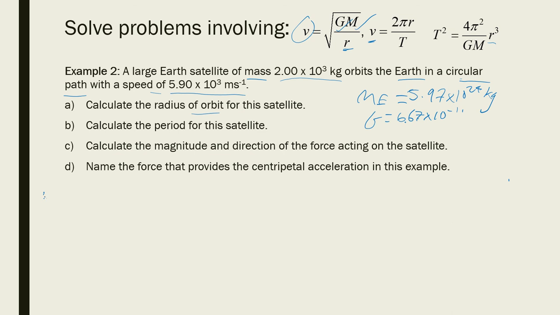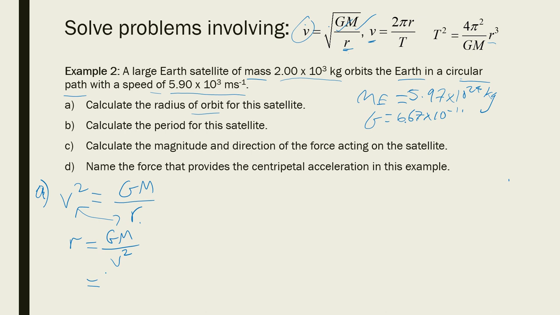So in part A, we're going to rearrange the equation for r, because we want the radius. First things first, in order to get to r, we need to square both sides of the equation. So we'll have v squared equals GM over r. So we've removed the square root. Now to get r by itself, we're going to times by r on both sides, and then divide both sides by v squared. So these are just going to swap positions. So we get the radius is equal to GM over speed squared.